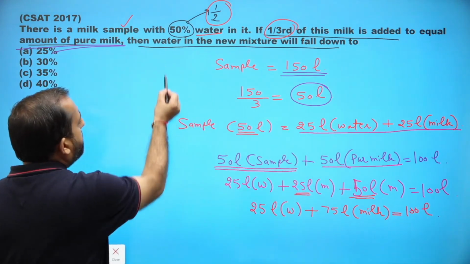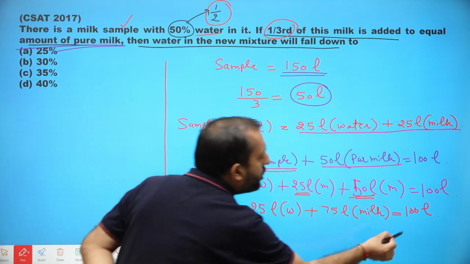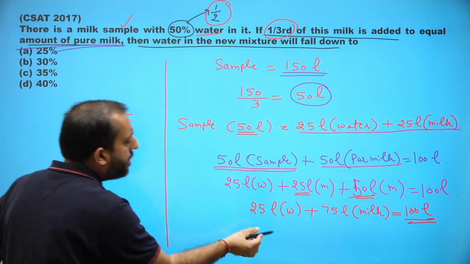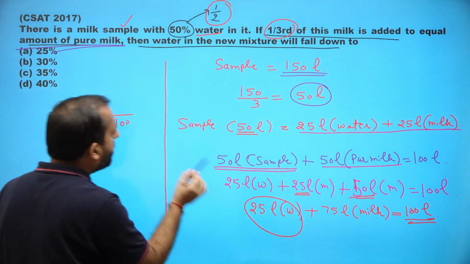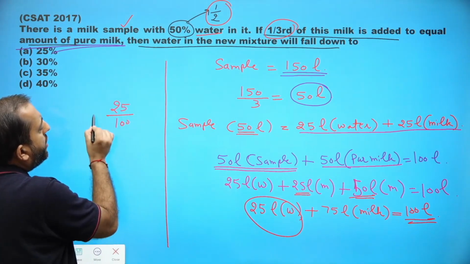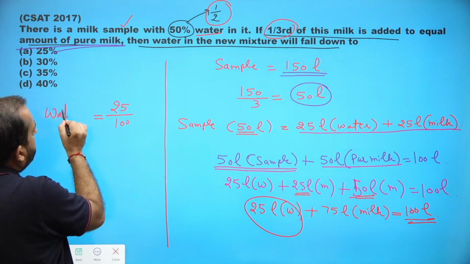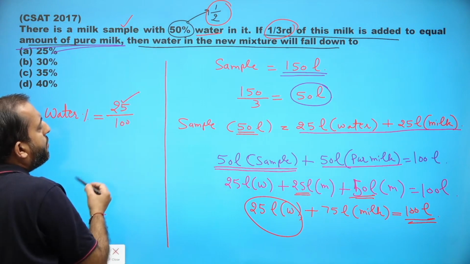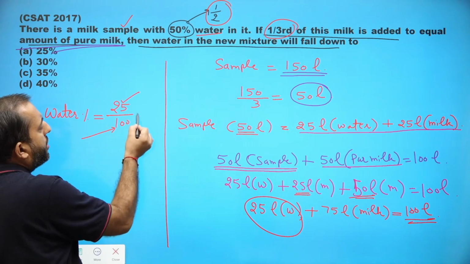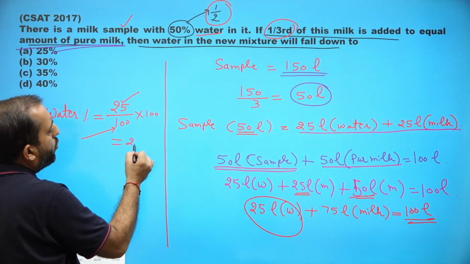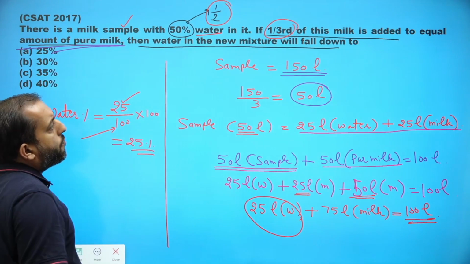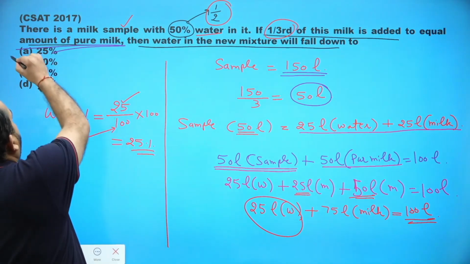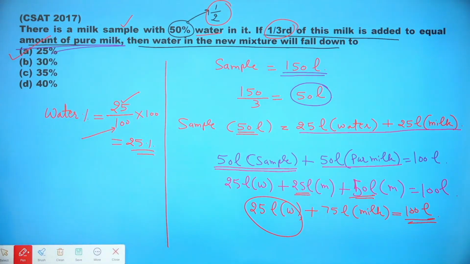So what is the percentage of water? Total mixture now is 100, and in this 100, only 25 liters water is present. So water percentage will be quantity of water available divided by total quantity of mixture into 100, which comes out to be equal to 25%. So the water in the new mixture will fall down to 25%. Option A is the valid answer here.